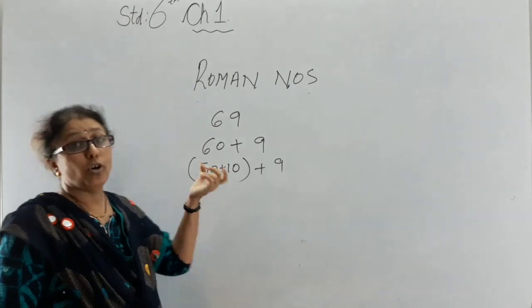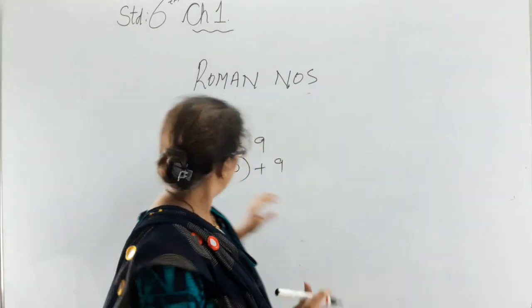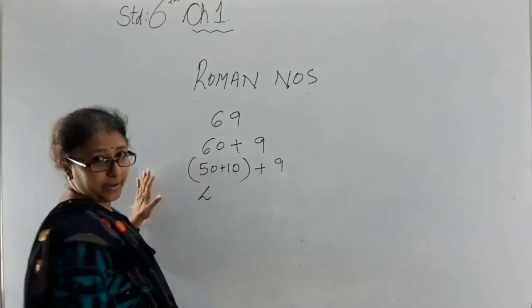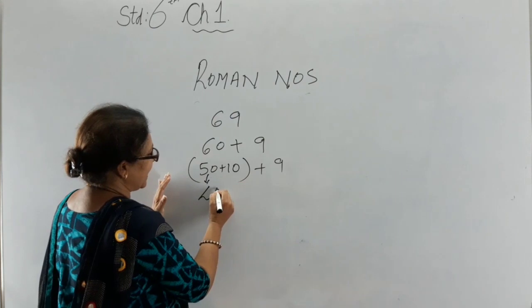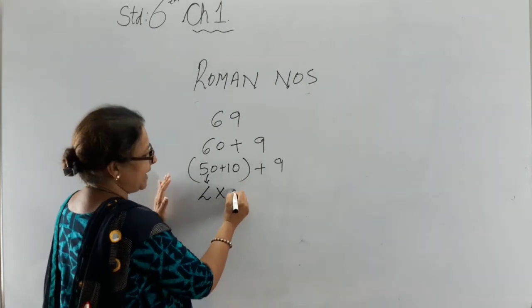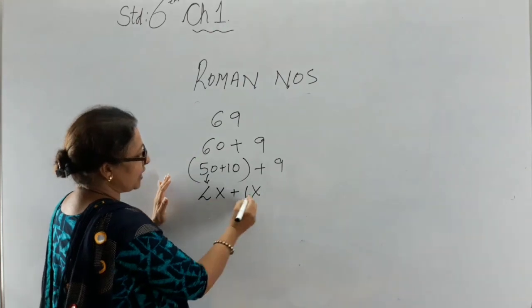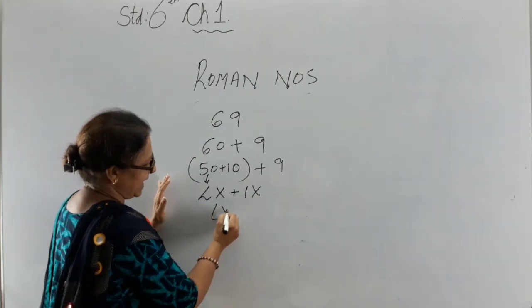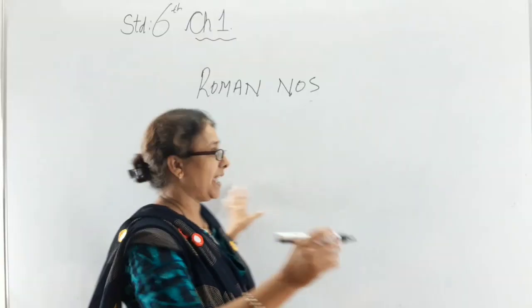Now 50. What is the symbol that you use for 50? That is L. L stands for 50 and 10 stands for X plus 9 stands for IX. So what is my answer? LXIX.